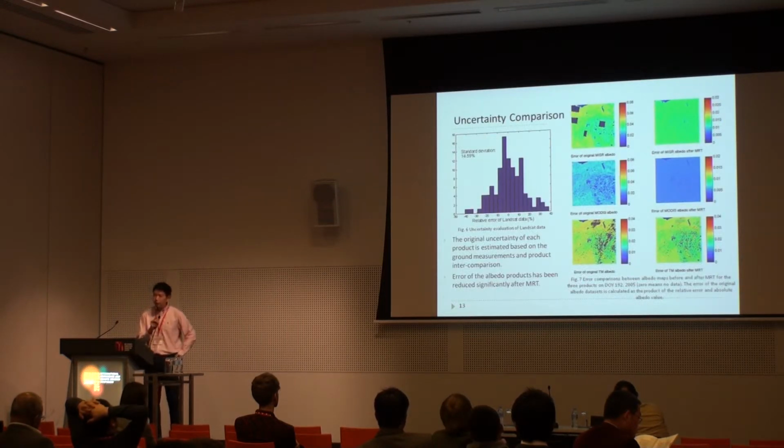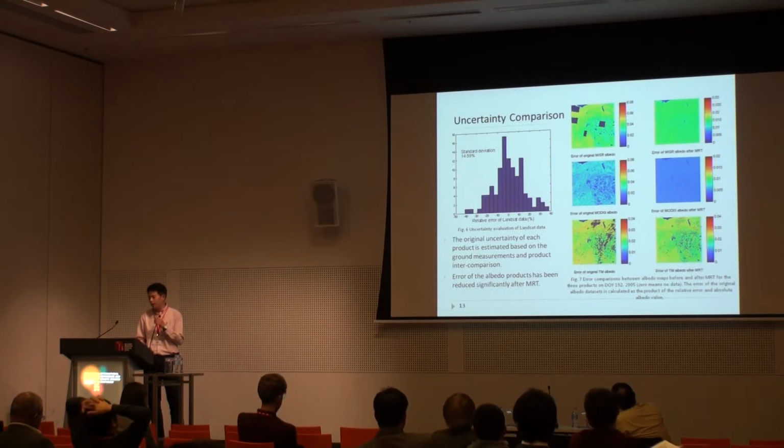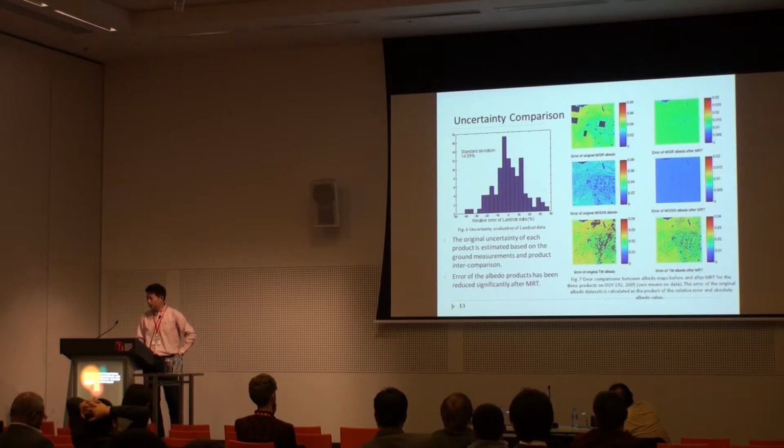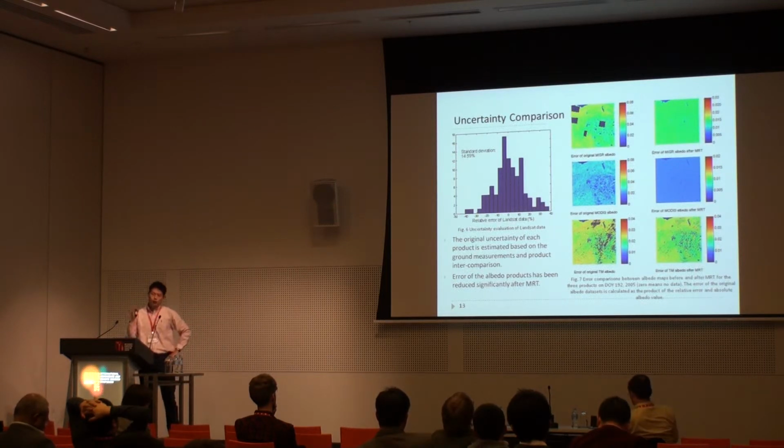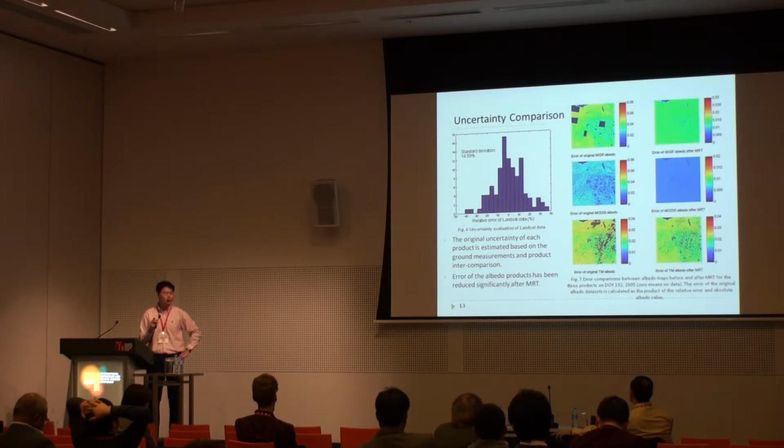Based on the site comparison, we use very limited ground measurement site data here. We derive the accuracy of Landsat data using a relative value here, because we want to use them to first get the first estimate of the error of each product. So after the data fusion, we can see on the right-hand side the estimated error greatly reduced from using the data fusion method.